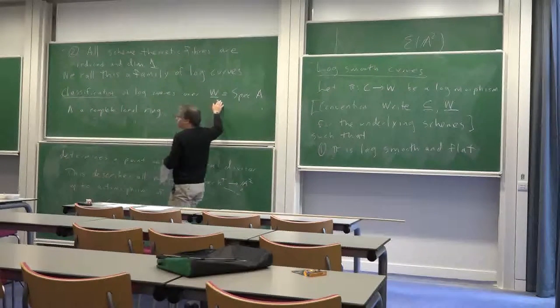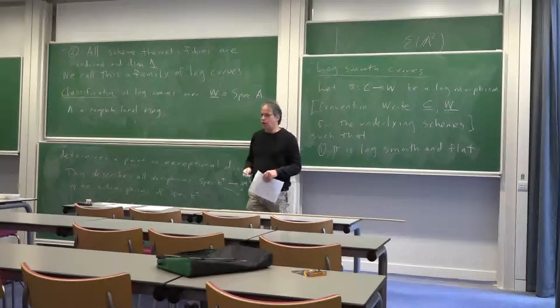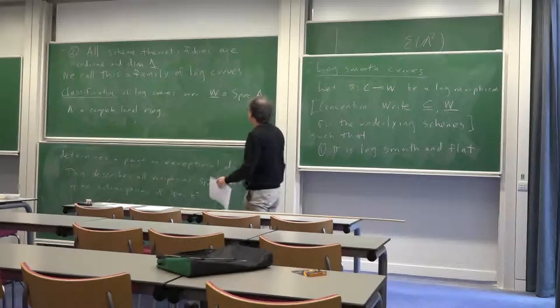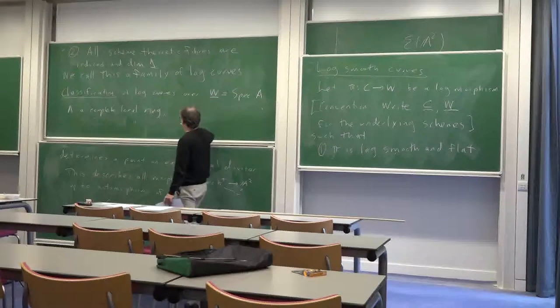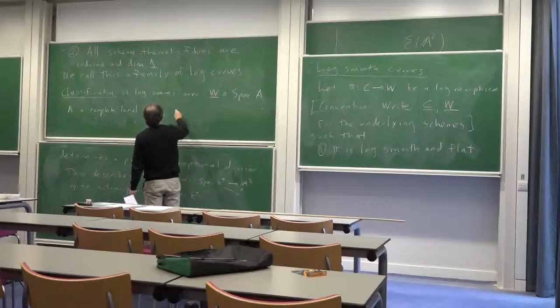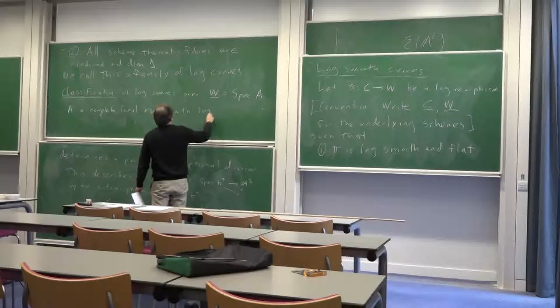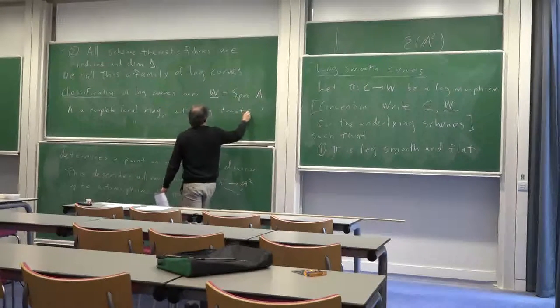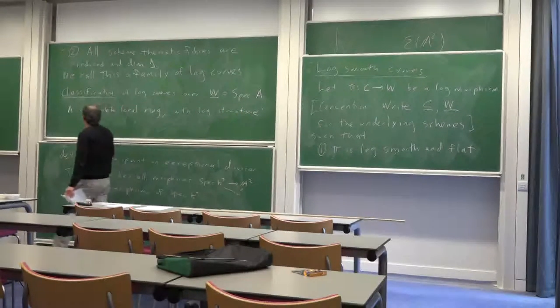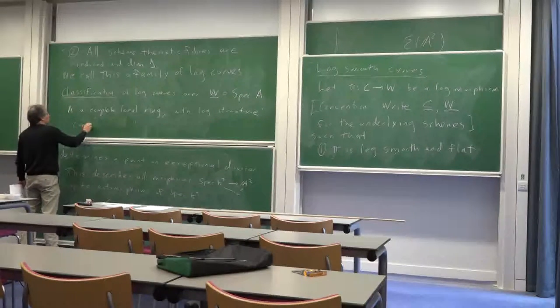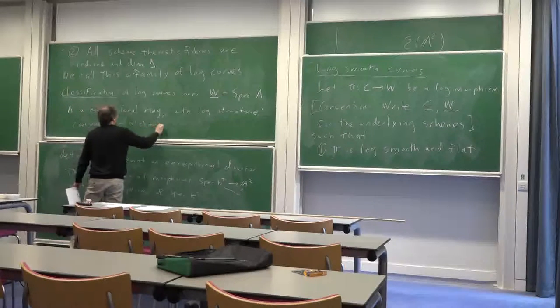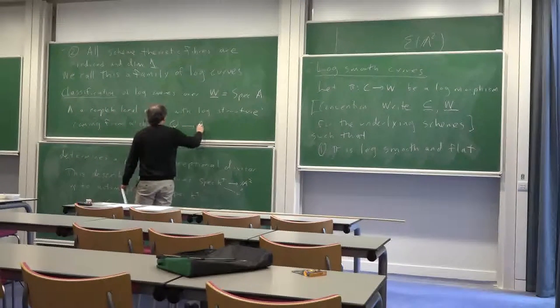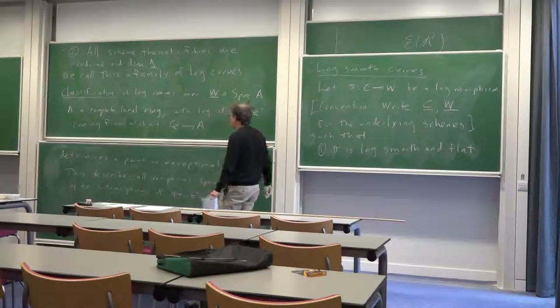Now, I've written W underlined because I haven't told you the log structure yet. You need a log structure on this. And we'll specify a log structure by specifying a chart, something we did last time. So we have a log structure coming from a chart. I just have to give a morphism from a monoid, a toric monoid, Q, to A.